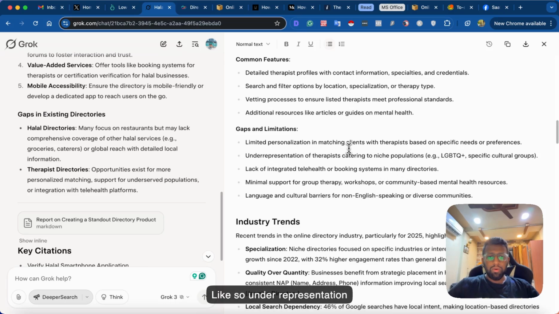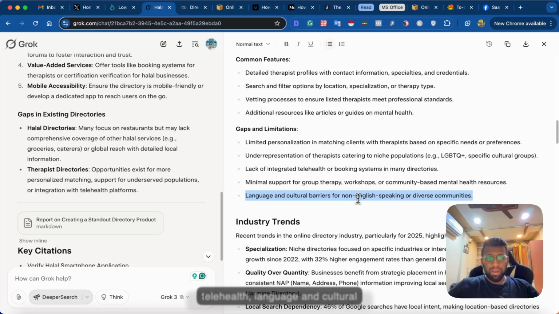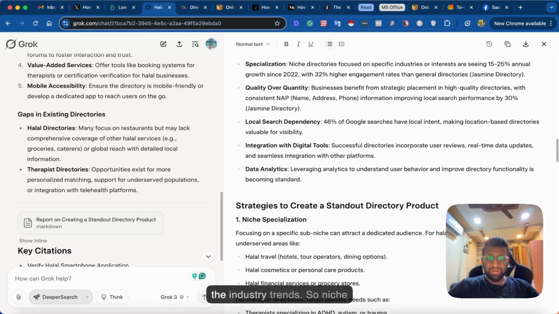Like underrepresentation of therapists catering to niche populations, lack of integrated telehealth, language and cultural barriers for non-English speaking. So these are some of the gaps that you can fill to make your directory stand out. So even if you build a directory in this niche, you can stand out really well. So these are some of the industry trends.